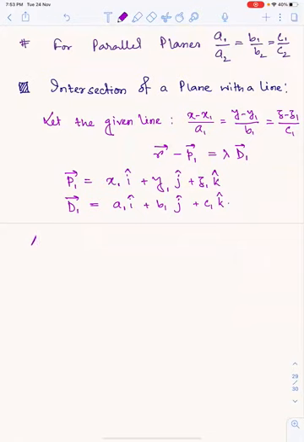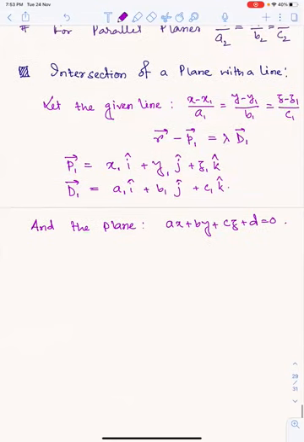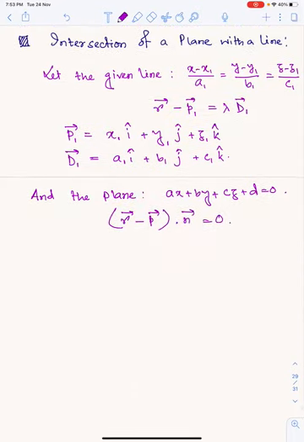And the plane is given by ax plus by plus cz plus d equals 0. Or we can consider this as (r minus p) dot n equals 0. So definitely the normal vector n is a i cap plus b j cap plus c k cap.